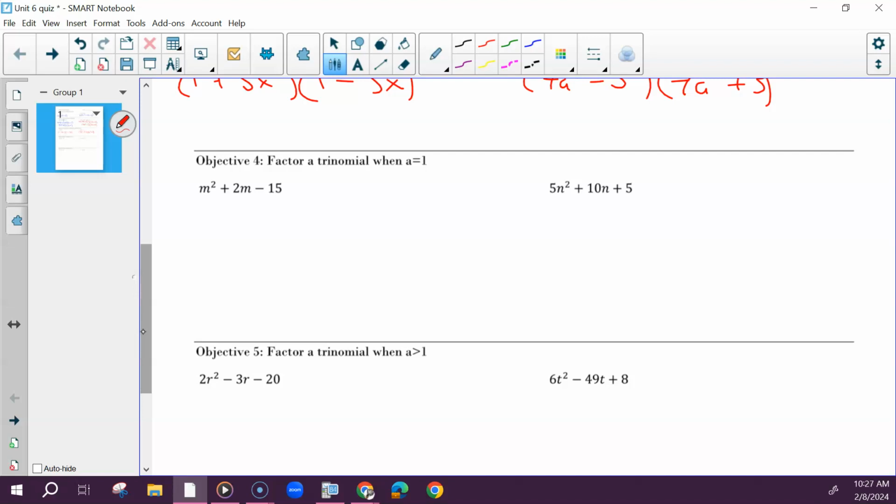Objective 4, if we're looking for when a equals 1, you're looking for two numbers that multiply to be -15, but add or subtract to be 2. So you can find your factors of 15. And then if it multiplies to be a negative, one of these has to be negative. So if I made this -3 and +5, then I could go straight into my factors, put whatever variable you have, and then put those two numbers.